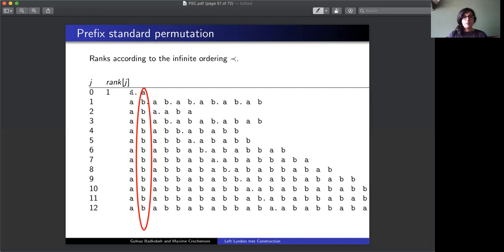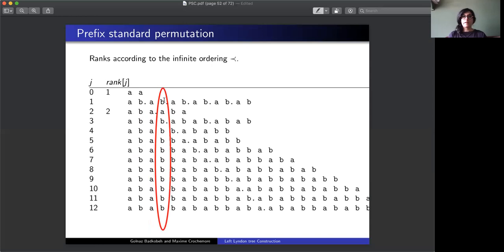Okay, so the first column is not going to give me anything. They all start with A, but in the second column, the first row has A and all the other rows have B. It means that my first prefix takes the rank 1. Again, the third column is not giving me anything, and I move on to the fourth column, and I see that the suffix of length 3, the suffix that ends at position 2, takes the rank 2 because it has an A here, therefore this must be lexicographically smaller than all the other prefixes.